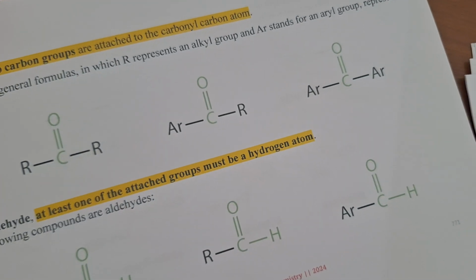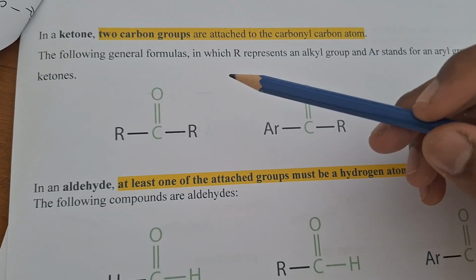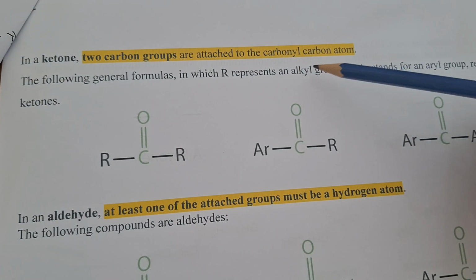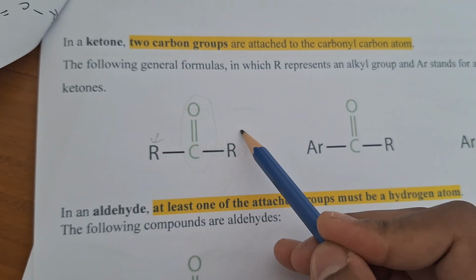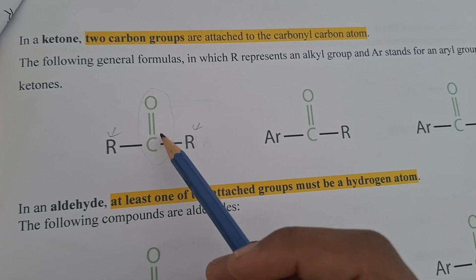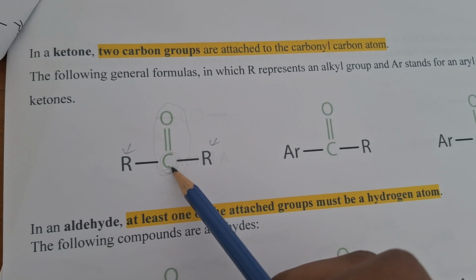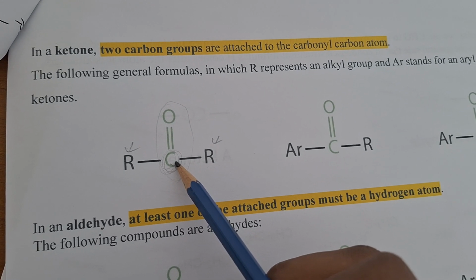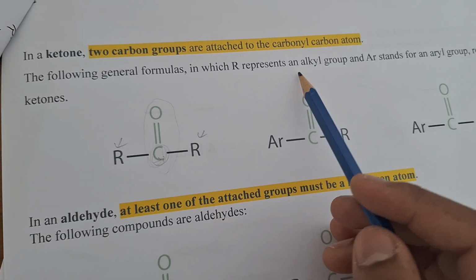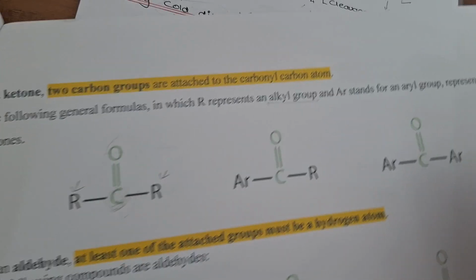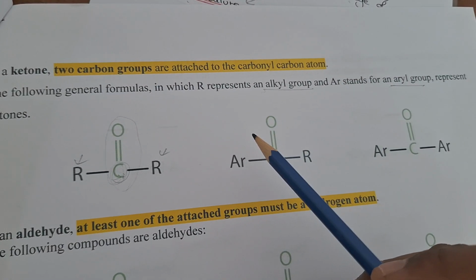It is written here somewhere; I'll show it in a moment. In a ketone, two carbon groups are attached to the carbonyl carbon atom. So this is your carbonyl carbon atom, and there are two carbon groups attached to it. This is the carbonyl in green, the carbon of the carbonyl functional group. In the following general formulas, R represents an alkyl group, and Ar, not argon, stands for an aryl group. So this represents ketones.